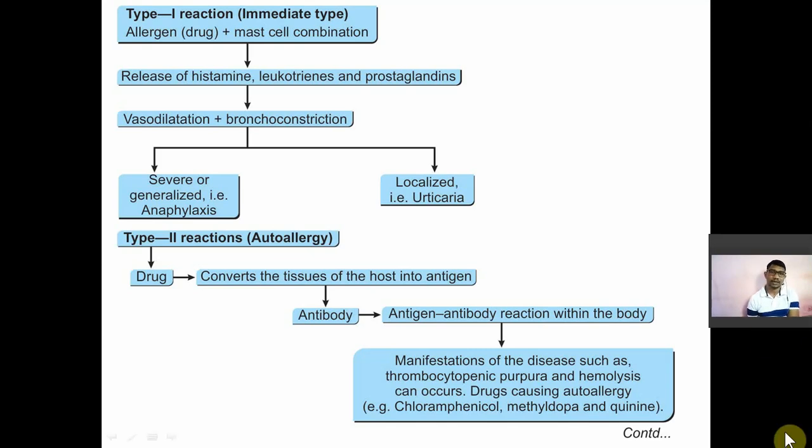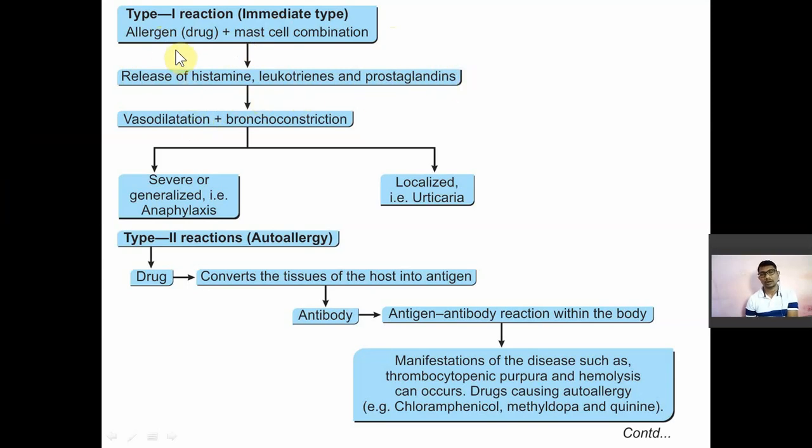So the first type of allergic reaction is known as an immediate type of allergy. Okay, so what happens in this case? So in this case, drug or any antigen or any allergen, they will combine with the mast cell present in your body. तो मास्ट सेल में आपका हिस्टामाइन, ल्यूकोट्राइन, साइटोकाइनेस होता है. So there will be release of histamine, leukotrienes, prostaglandins.